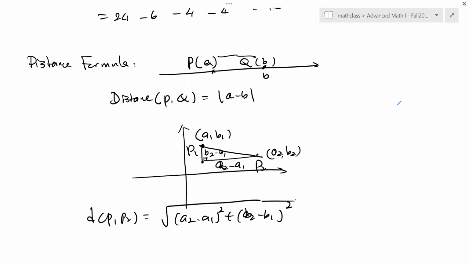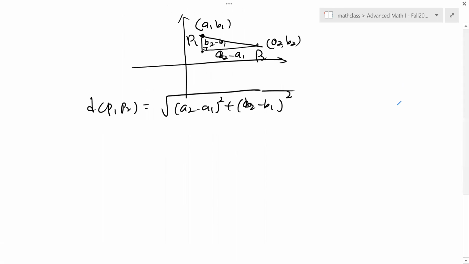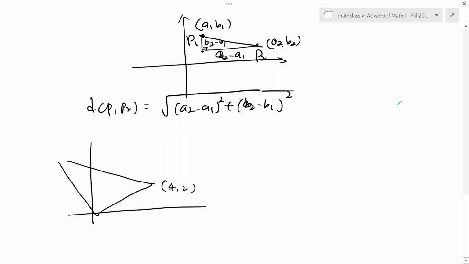Then you can find the edge length if you want. But the edge lengths are complicated, irrational numbers. Let's try. Here's the points 4 and 2, -2 and 4, and 0, 0. Let's find out what A, B, C are.